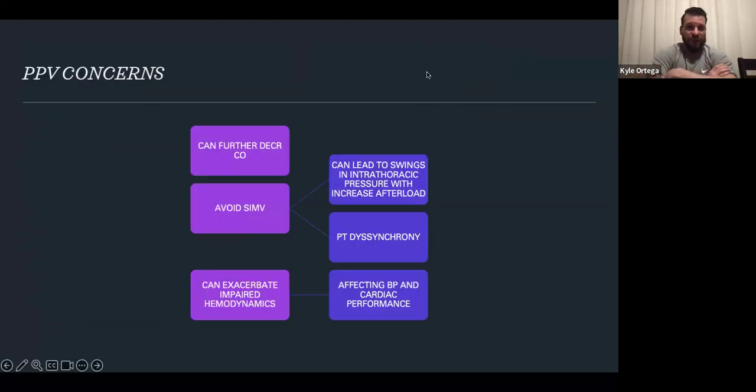All right, so our concerns with positive pressure ventilation: it can further decrease cardiac output. I did find in the research, it did say avoid SIMV mode. It can lead to swings in intrathoracic pressure with increased afterload and patient dyssynchrony. With that fully unsupported breath, it could just swing that pressure a lot, so definitely want to avoid that. And that could probably help along with that bottom point about exacerbating impaired hemodynamics, which affects blood pressure and cardiac performance.